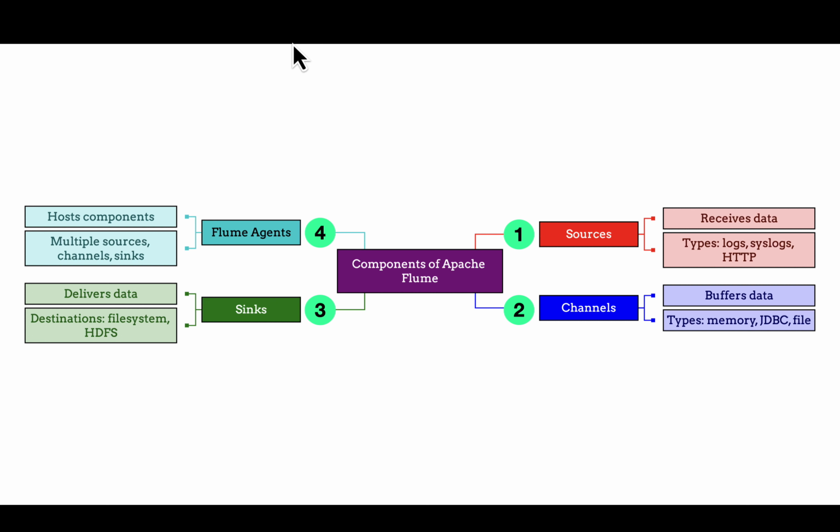4. Flume agents. A Flume agent is a JVM process that hosts the components through which data flows from an external source to the next destination. An agent can have multiple sources, channels, and sinks.